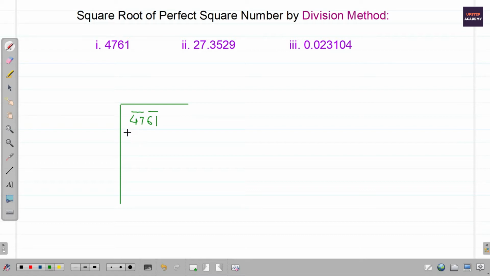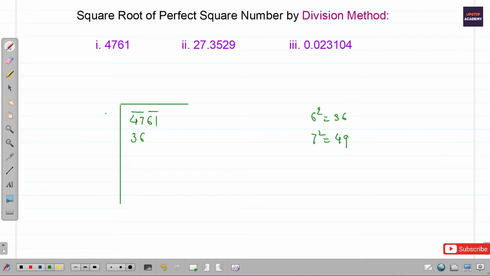In the very first step, we have to find such a number which is equal to or less than this 47, but that number should be a perfect square. So here we have 6 square is 36, 7 square is 49. You can clearly see that 47 comes between 36 and 49. So of course here we will write 36 because 36 is less than or equal to 47. We can't take this 49 because 49 is greater than 47.